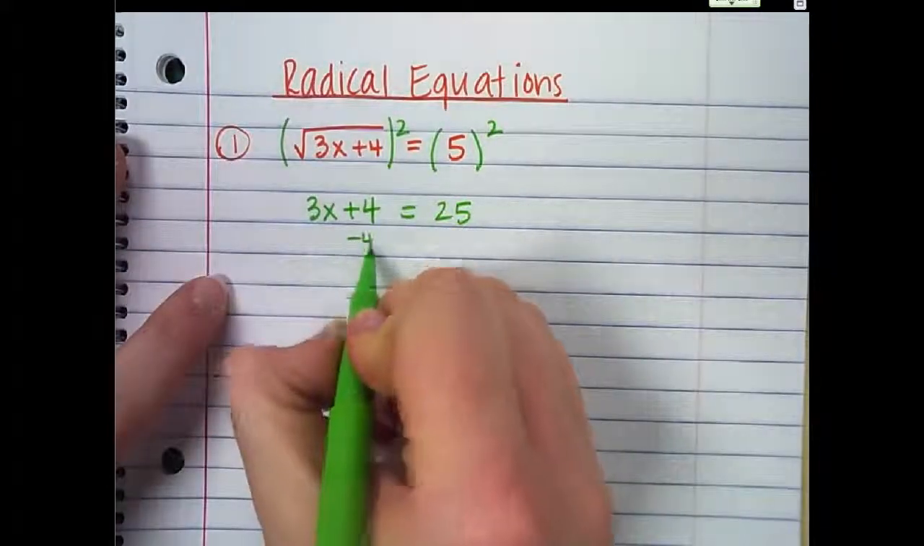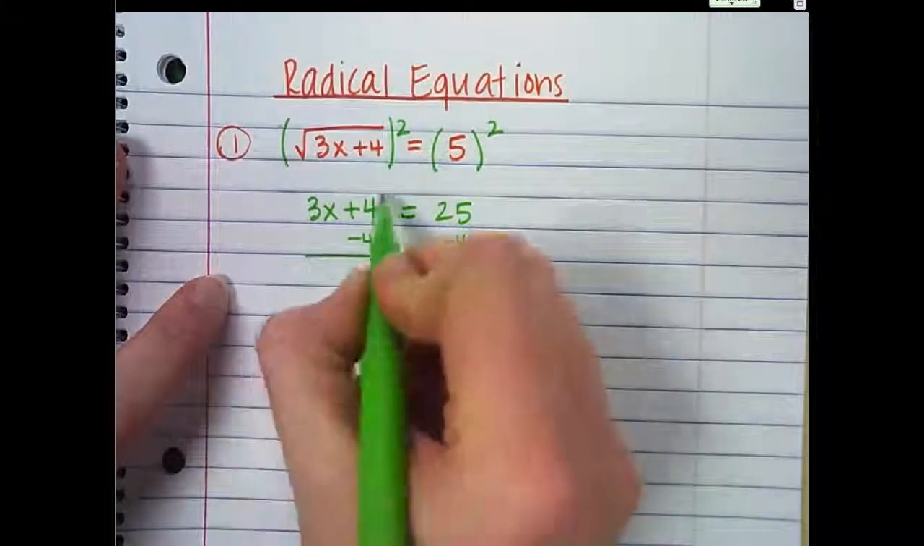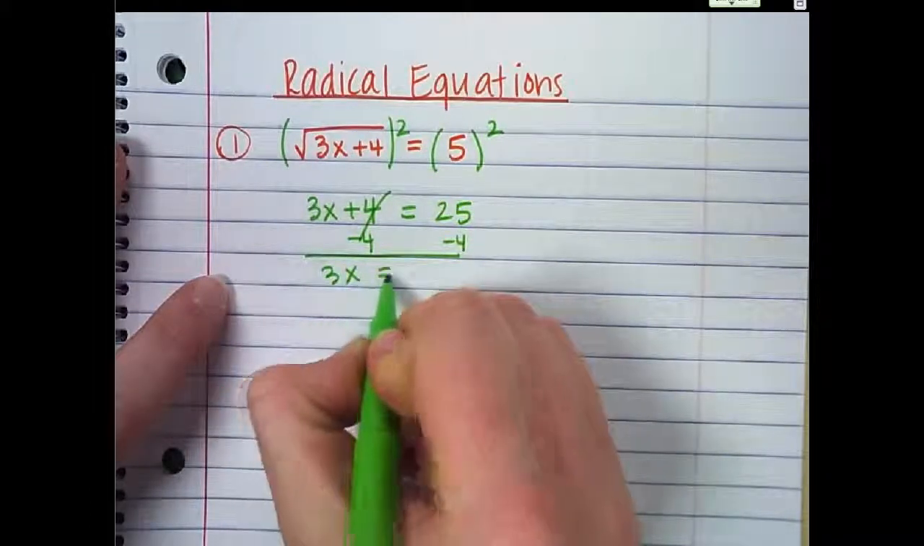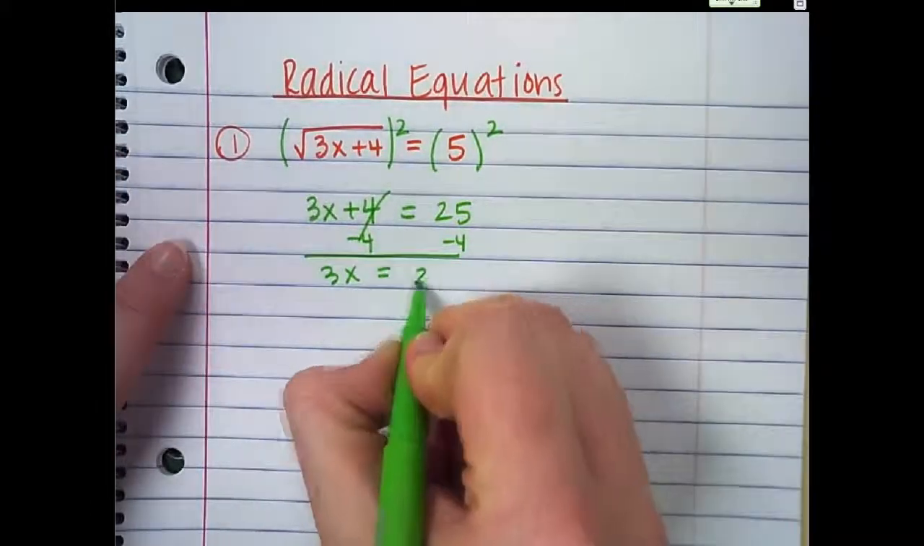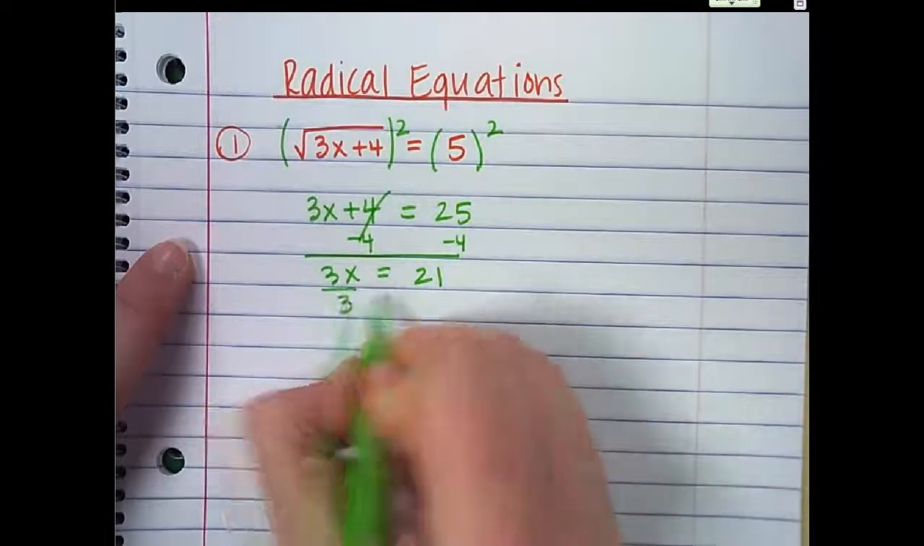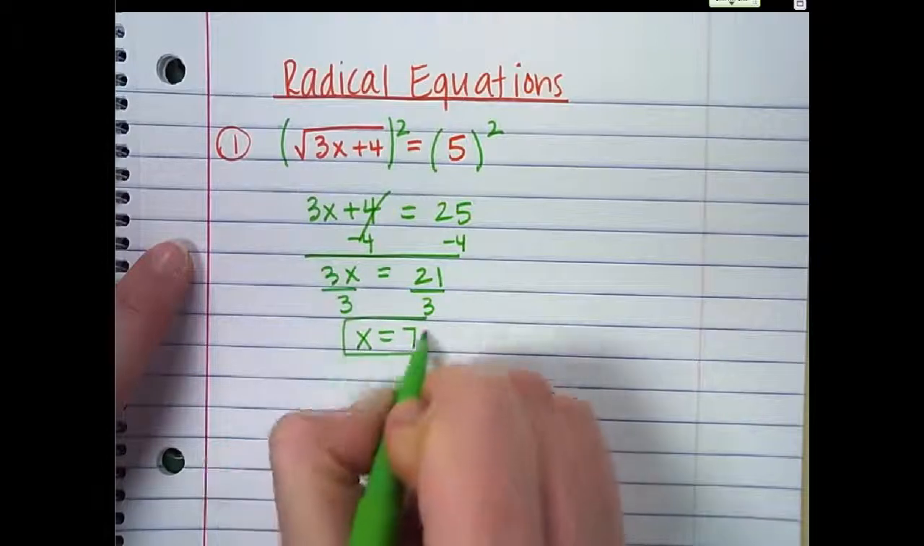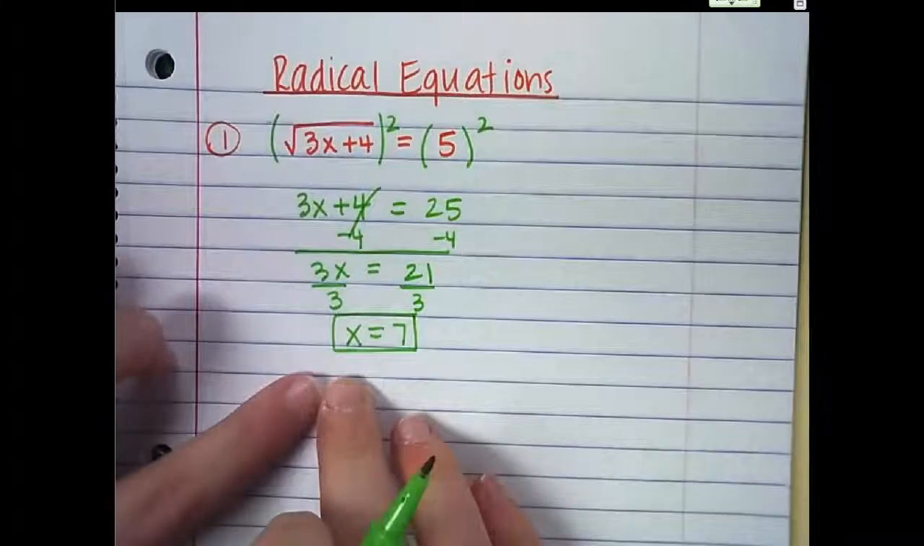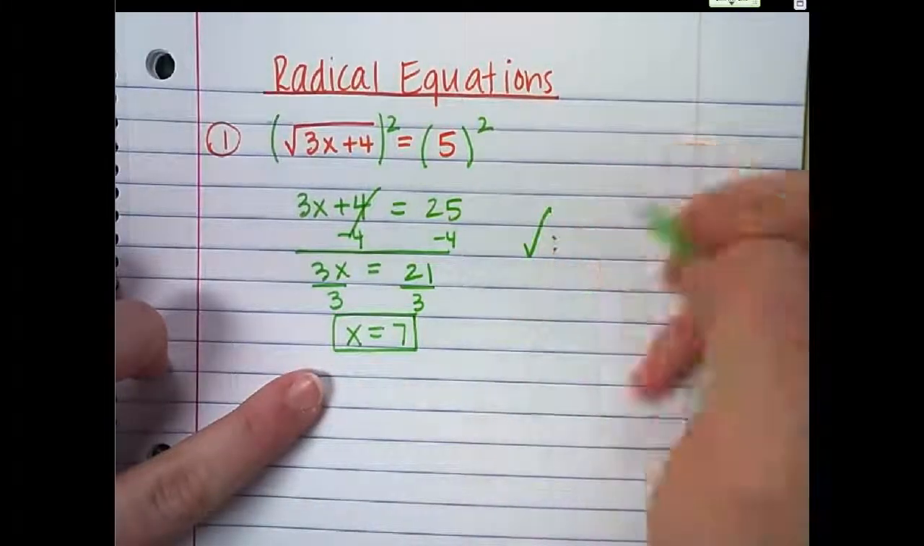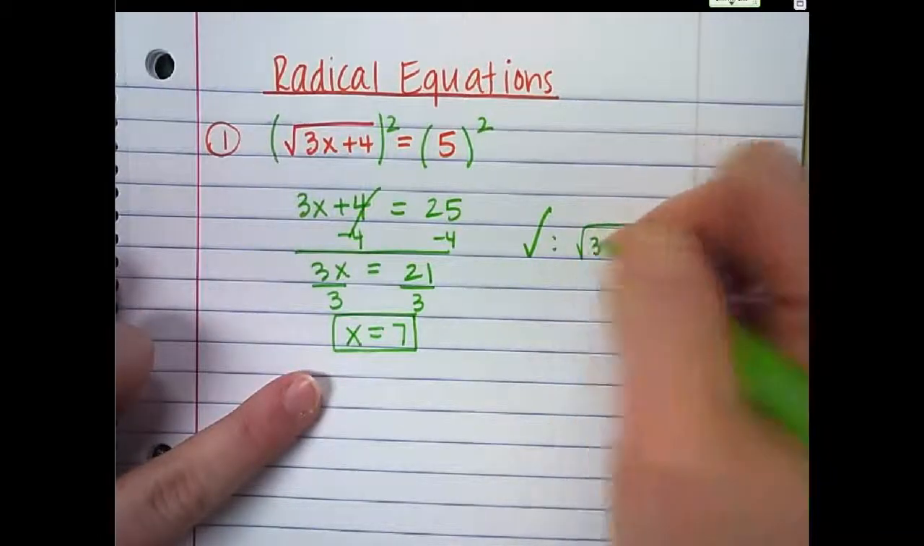So subtract the 4. 3x equals what? 21. Divide by 3. X equals 7. Now, you have no choice, you have to check your answers here. So over here I'm going to put a little check mark, and let's just plug back in 7.